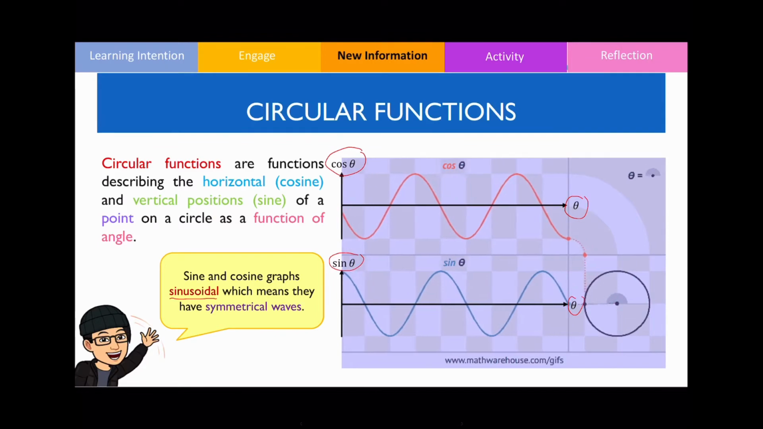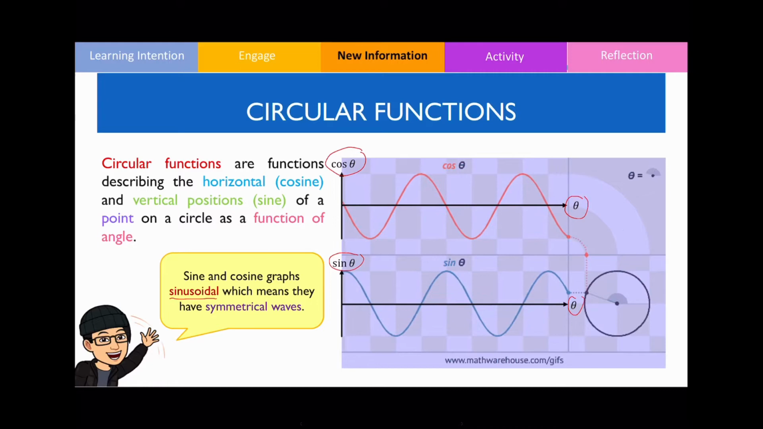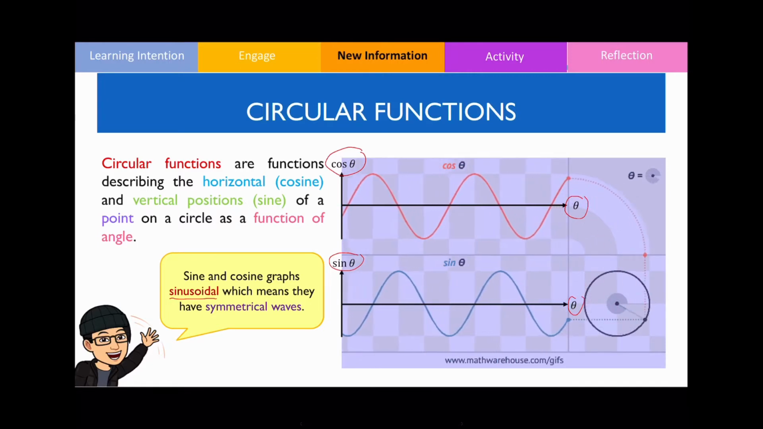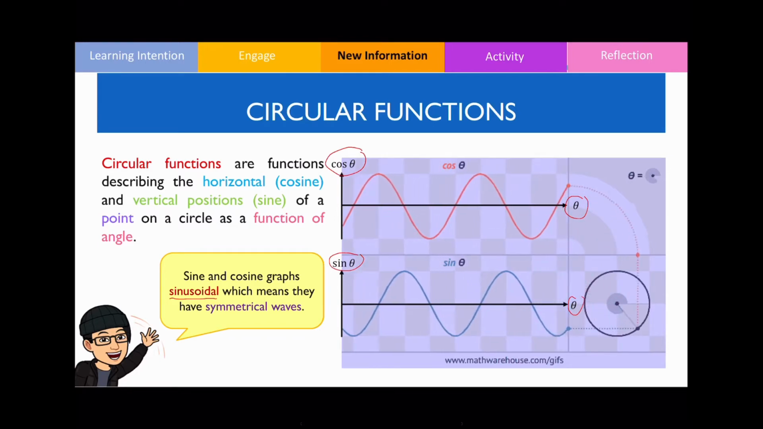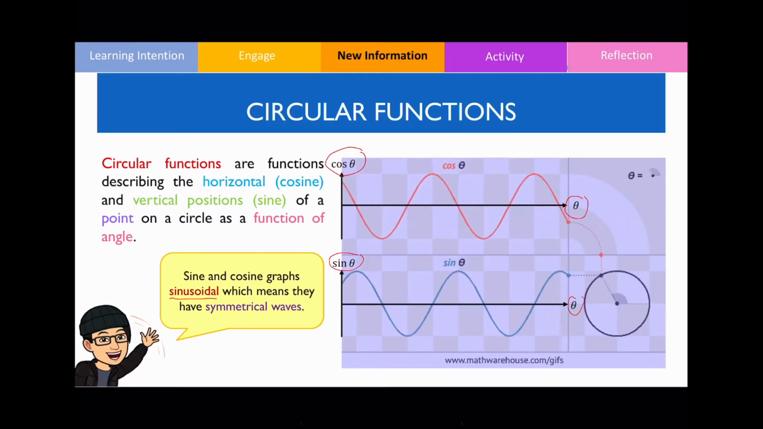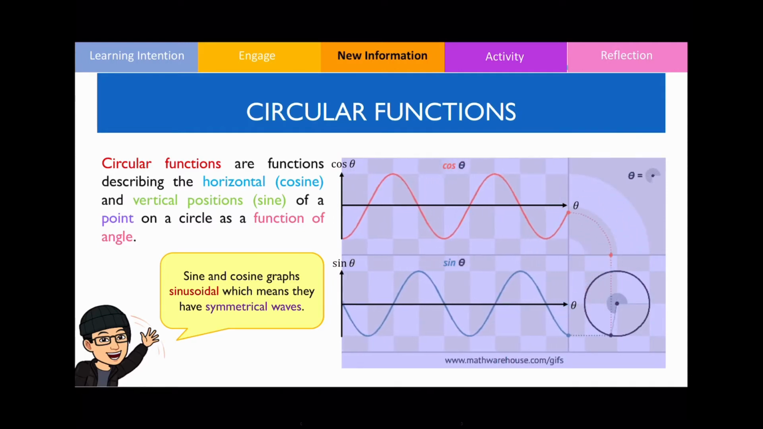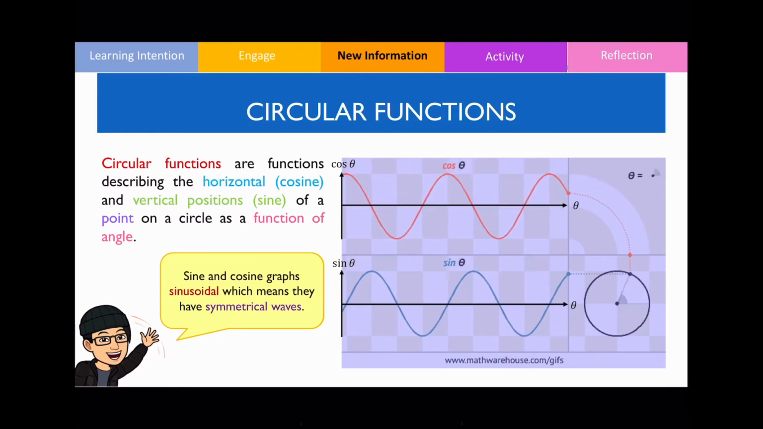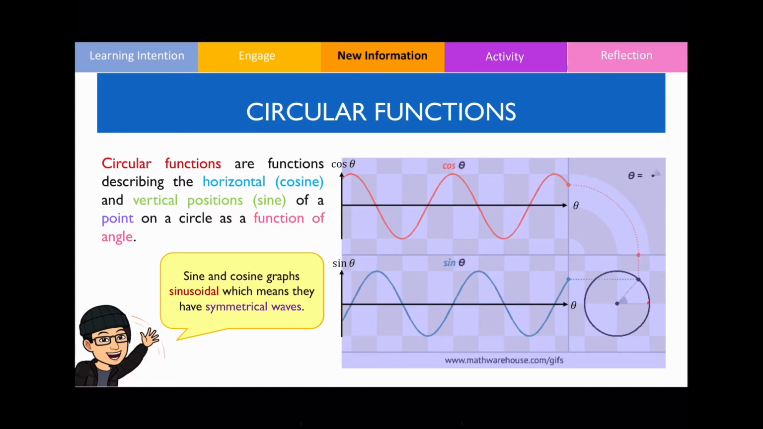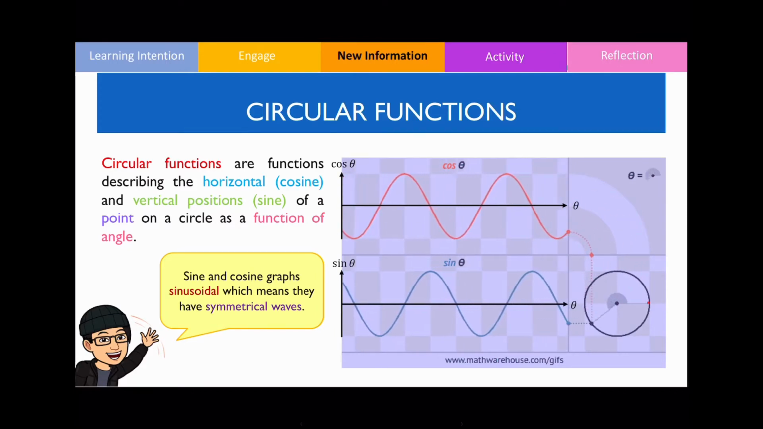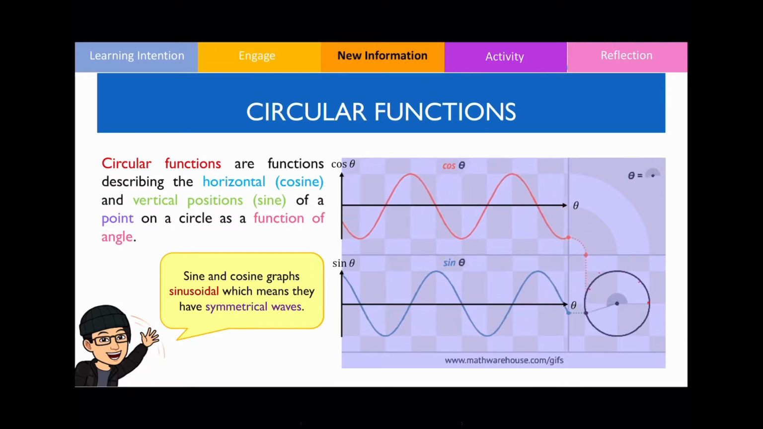Okay, so on my left hand side, I've said circular functions are functions, so just equations describing either the horizontal position, which refers to the cos graph, or the vertical position, which is sine, of a point on a circle as a function of an angle. The simulation on the right hand side shows you how you obtain each of the graphs from the unit circle. Starting from here, if we're looking at the cosine, cosine is related to the x values, and it's showing you how the x value of the point changes as you move across.